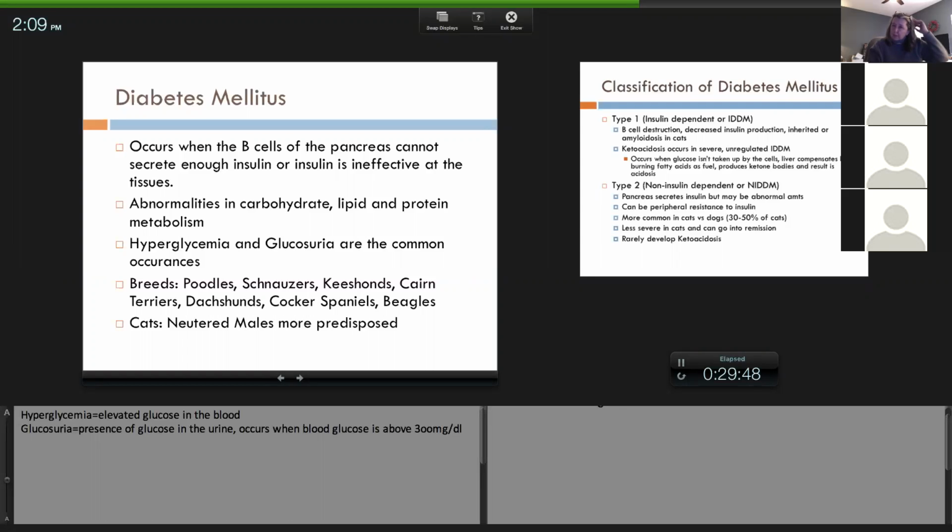And there seems to be a higher prevalence in neutered males. Now, I wouldn't say don't neuter your dog because it might become diabetic. I would never say that, because there are definitely huge advantages to neutering your males. So I wouldn't say don't neuter them, they might get diabetes. But there seems to be maybe a little bit more of a prevalence.